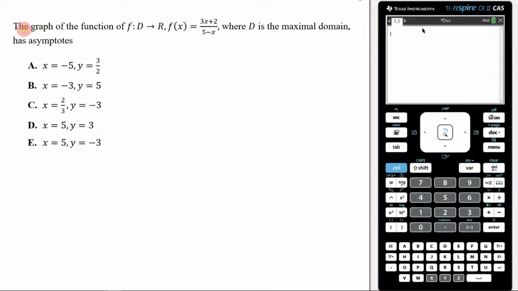Welcome. So we're going to answer this question here. It says the graph of the function, this right here, where D is the maximal domain, has asymptotes. Which of these? All right, so we need to find some asymptotes here. There are two ways of answering this question.